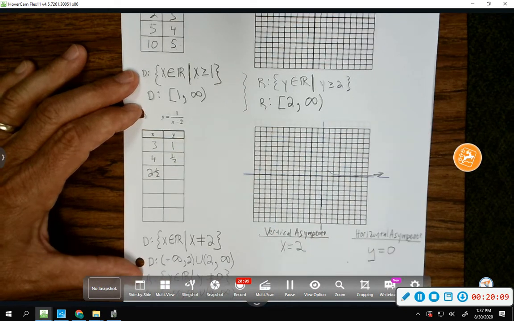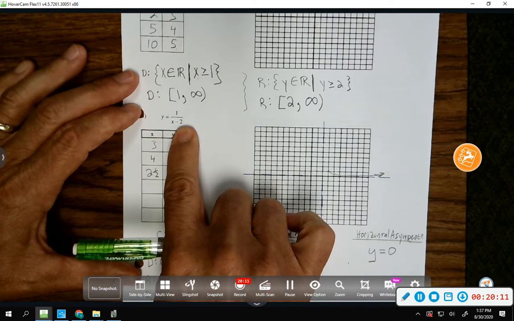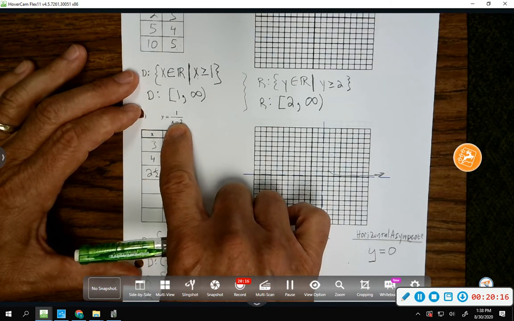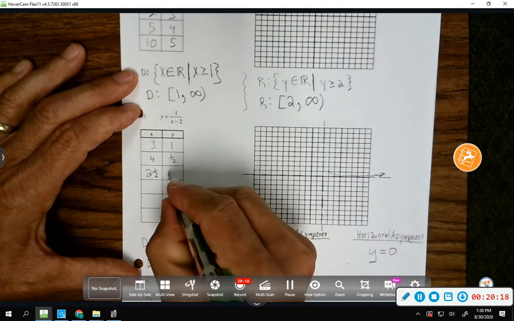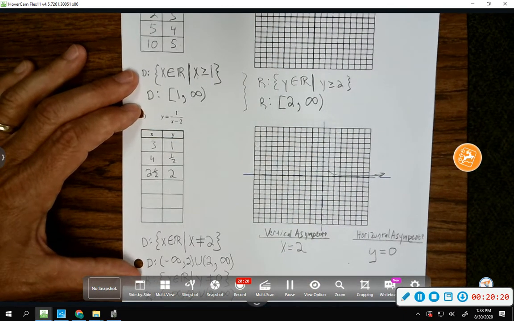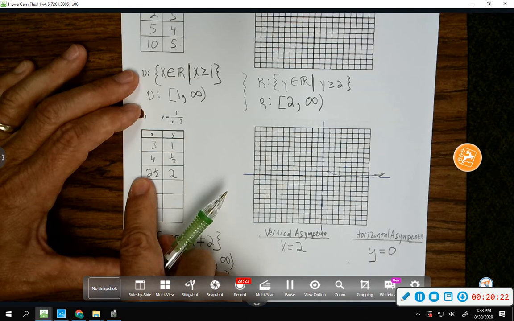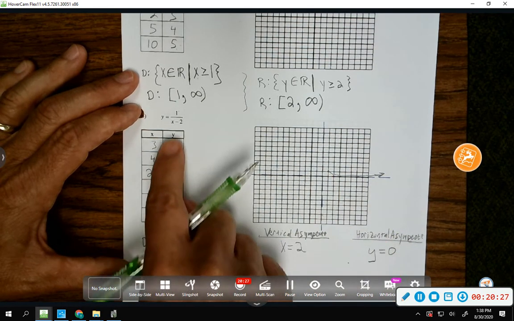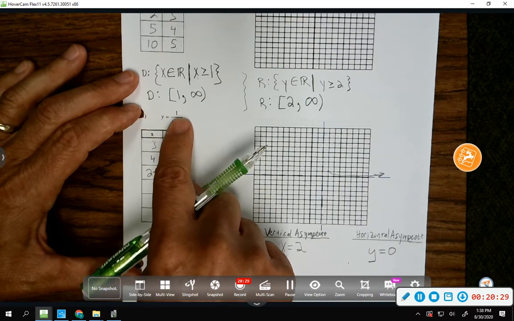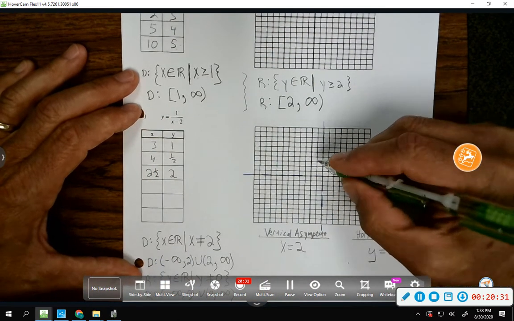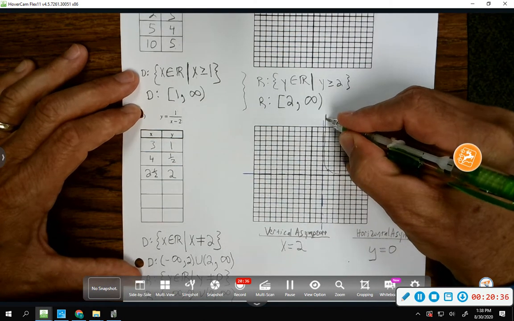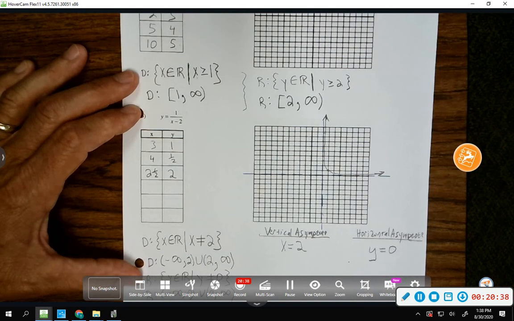If I plug in 2 1/2 minus 2, that's a half. And 1 divided by 1/2, flip, I get 2. If I plugged in 2 and 1/4, I was even closer to the vertical asymptote. 2 1/4 minus 2 is 1/4. 1 over 1/4 is 4. So the closer I'm getting to this vertical asymptote, this thing is taken off to a larger and larger number.